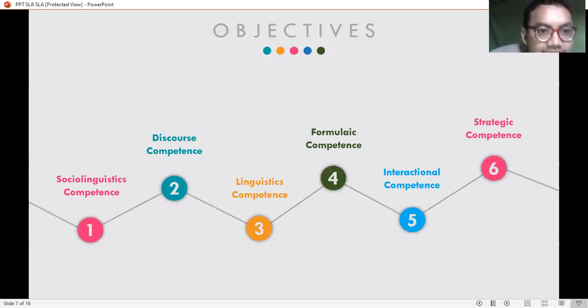Next. Okay, so I will explain this slide. There are six competences here. First is sociolinguistic competence, then discourse competence, linguistic competence, formulaic competence, interactional competence, and the last is strategic competence.